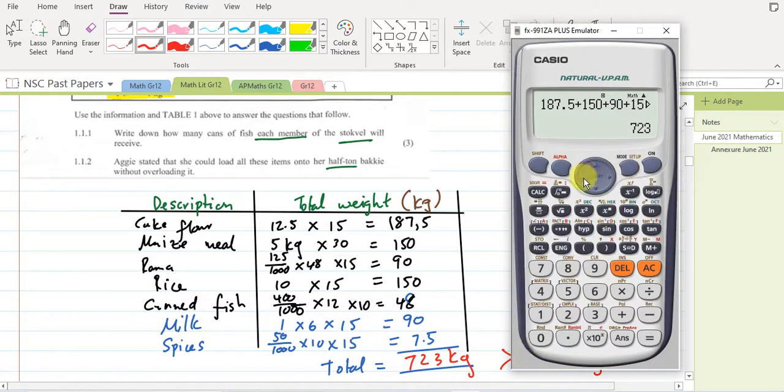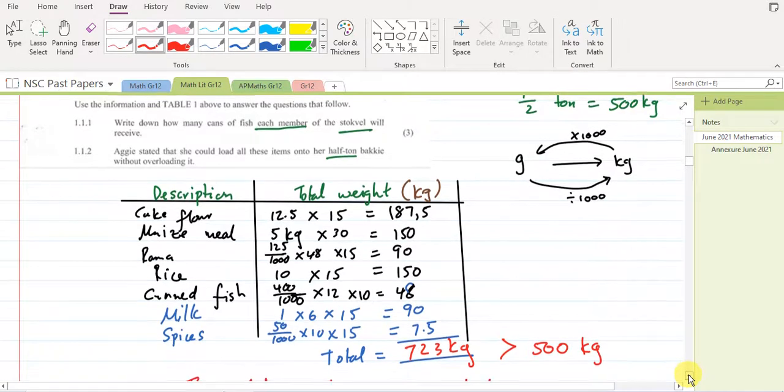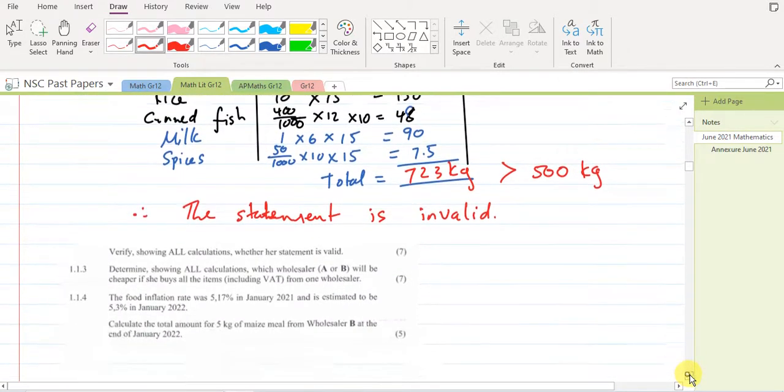Let's just see. If I remove the rest, like 7.5 kg, all the lightweights, so 7.5, 90 and 48, just with 4 items it's already 577 kg, just with the first 4 items. So you can just do the first 4 and say it's greater than, just to save time.